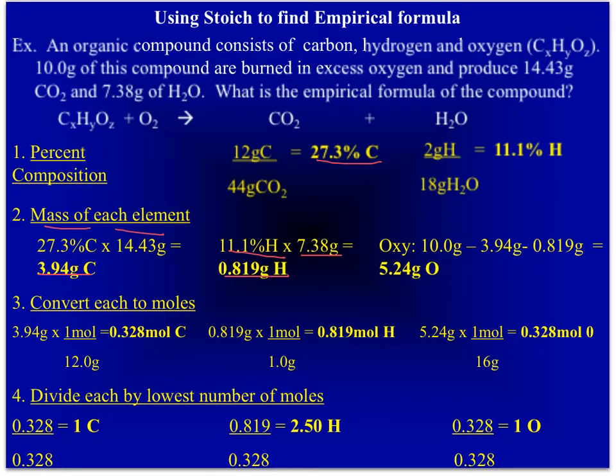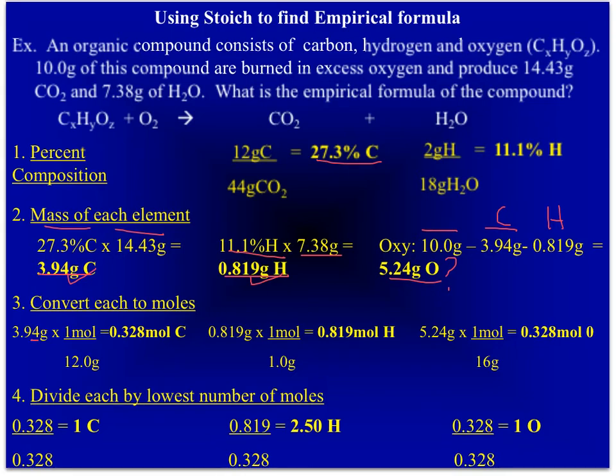Okay, so we have 10 grams total. We know how much of that's carbon and how much of that's hydrogen. How much would be oxygen? Whatever's left over from the 10 grams is going to be oxygen. So 10 grams minus our carbon minus our hydrogen gives us 5.24 grams of oxygen. Now we're in familiar territory. We have grams of each element, so we need to convert grams of each element to moles and then divide by the least number of moles. That's what we're going to do here.